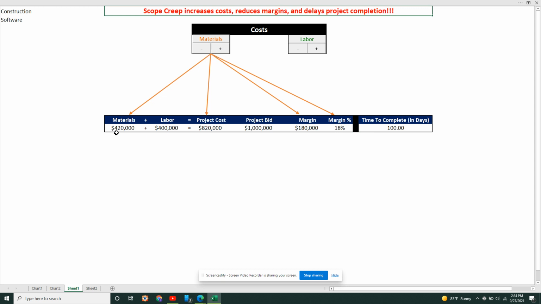Same thing would happen if we add another $10,000 in material, $420,000. That reduces our profit margin $20,000 and to $180,000 and an 18% profit margin. So not good. So let's take that off and reset it. And let's see how labor will affect us.